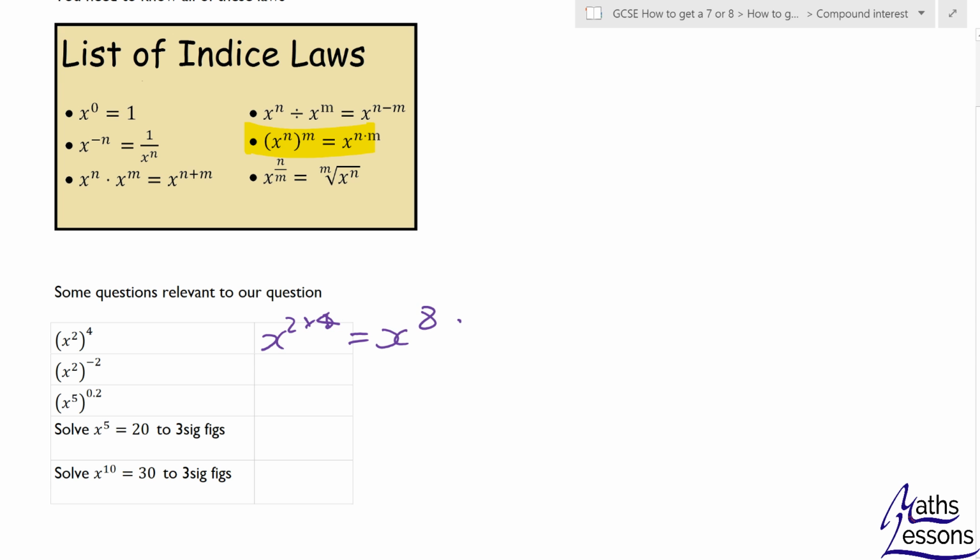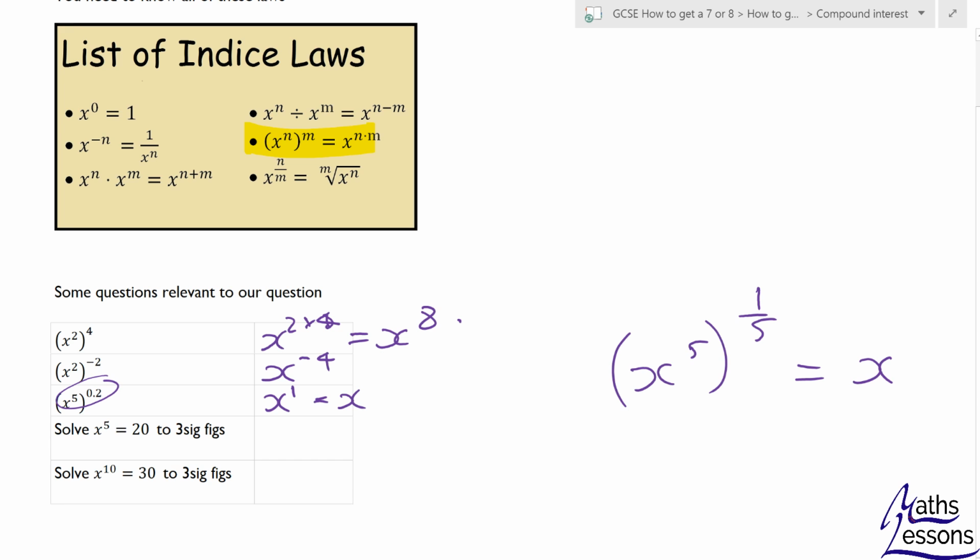And the next one? X to the minus 4. Why? Well, because you just do the same thing. 2 times minus 2 gives us x to the minus 4. And the next one? Just x. Because 5 times 0.2 is 1, and x to the 1 is just x. And this gives us a clue in how to undo indices, because 0.2 as a power is a fraction, 1/5. So x to the 5 to the 1/5 is just x.